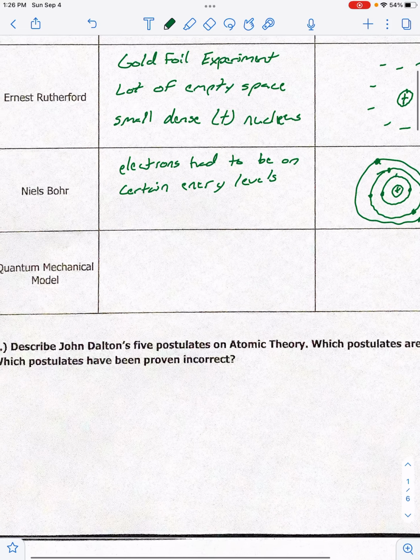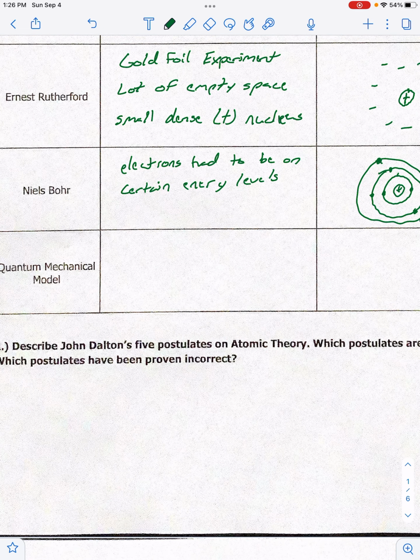Now the quantum mechanical model is the last one we have. This basically stated that electrons are not just in orbits, like you would think of a solar system where it's one-dimensional. Instead, it's actually a 3D region around the atom. And that's what they call the electron cloud.